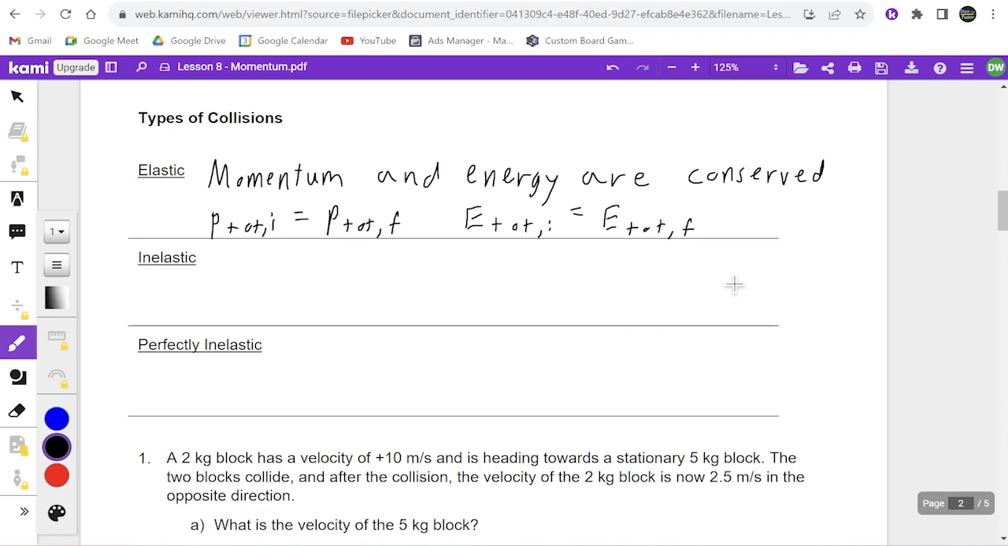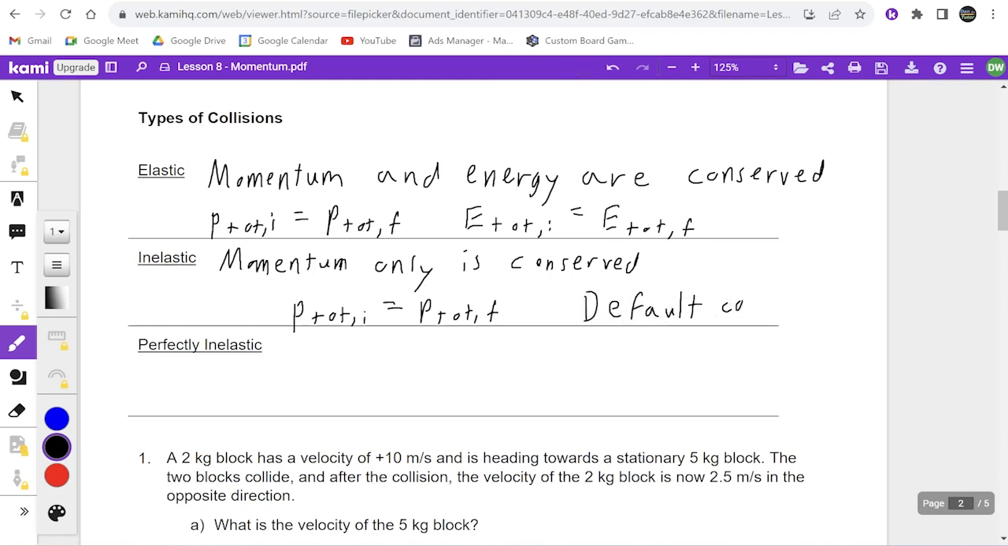Next, we have the inelastic collision. This is where momentum only is conserved. And what that means is that only P total initial equals P total final. By the way, if the problem never says if it's elastic or inelastic, you're going to assume it's inelastic, which is why I call this the default case. If the problem doesn't tell you about energy, just assume it's not conserved. Just use this equation only.